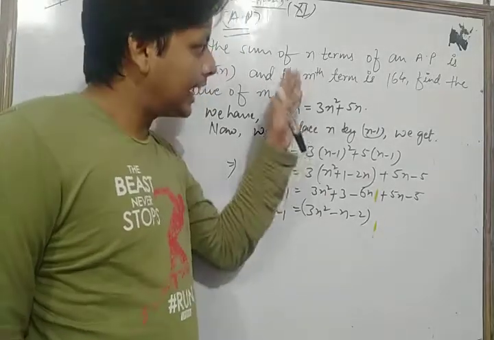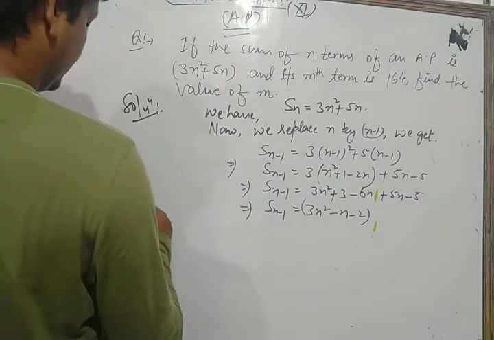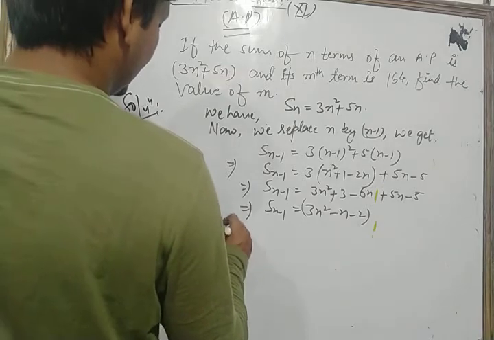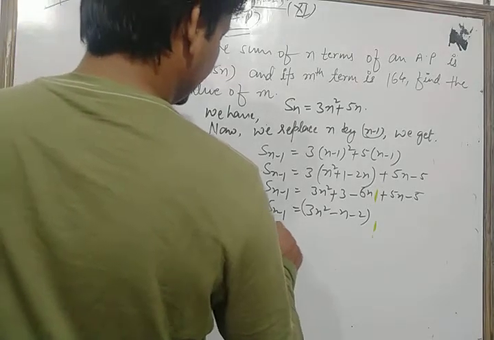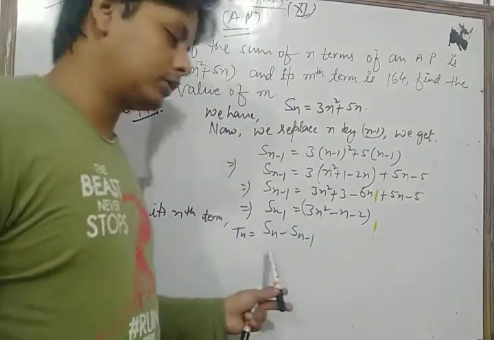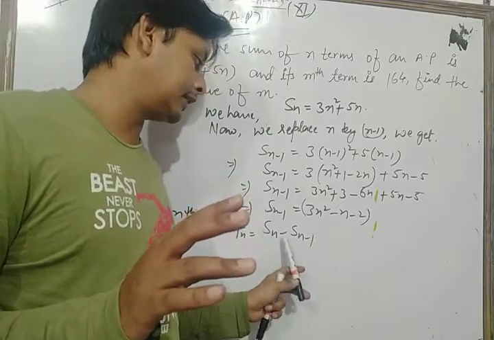Okay, now the nth term of an AP. The nth term Tn is equal to Sn - S(n-1). I just discussed that formula. So if we find the nth term of an AP, then we subtract S(n-1) from Sn.